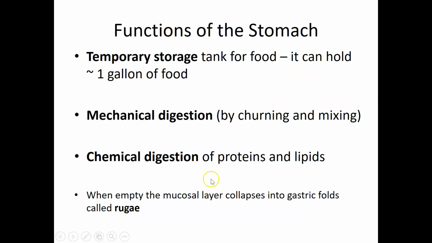There's also chemical digestion occurring in the stomach, and these are by virtue of enzymes that are secreted either in the stomach or before the stomach, for example, saliva. And the two main types of enzymes that are present are able to break down proteins by the proteases and lipids by the lipases.